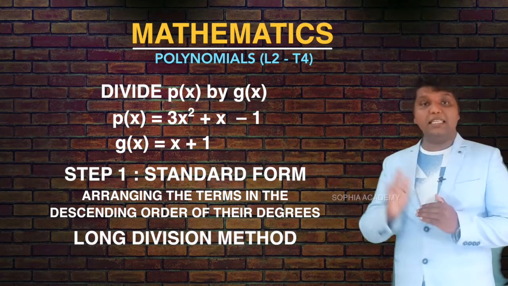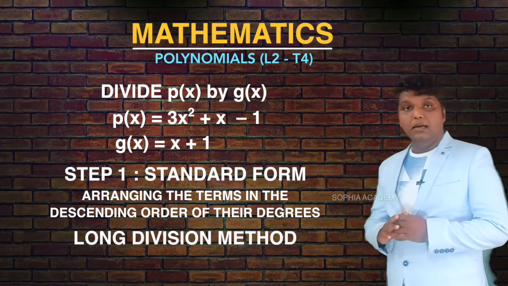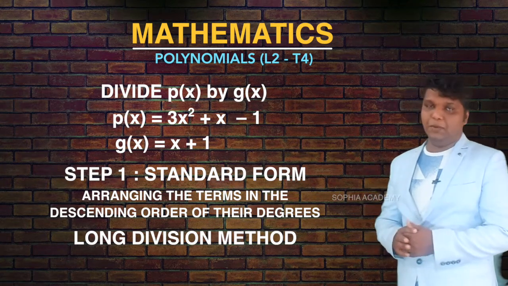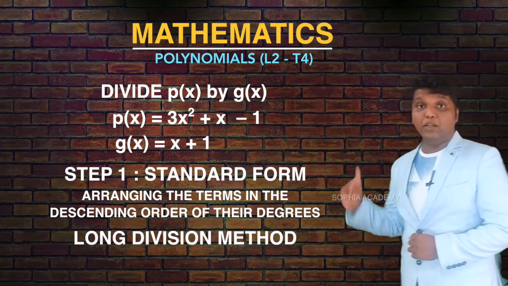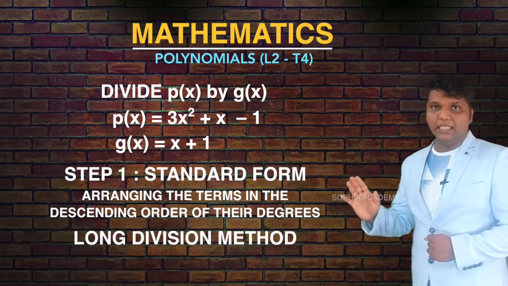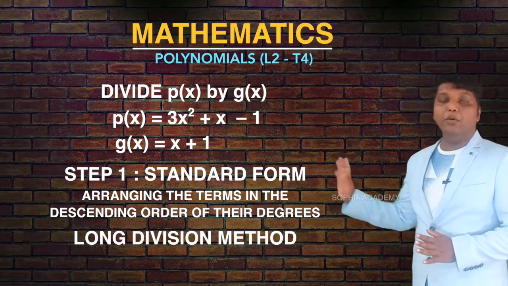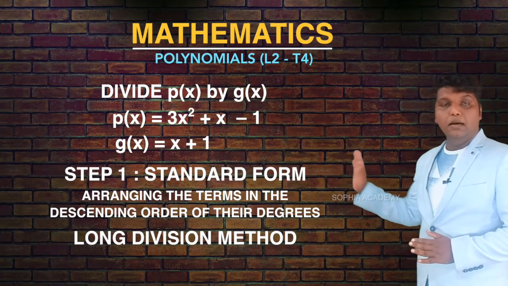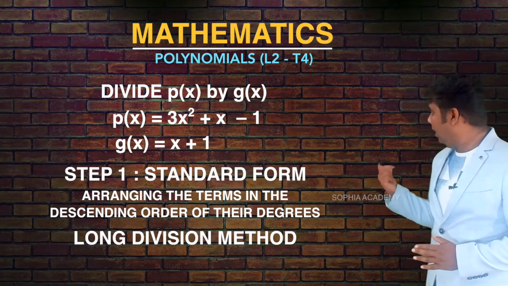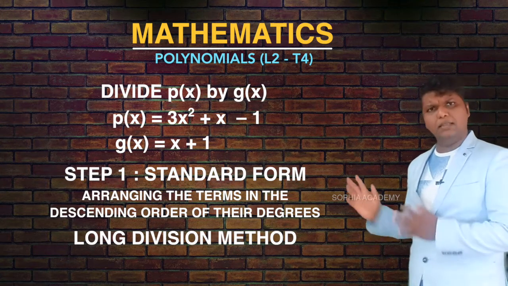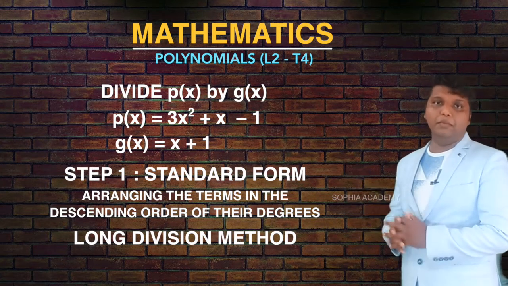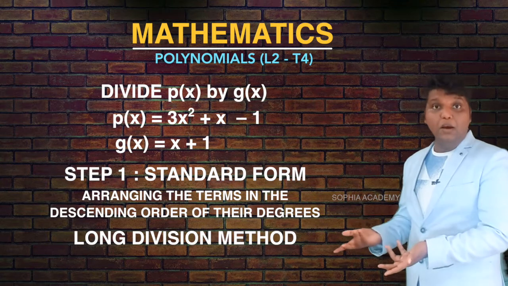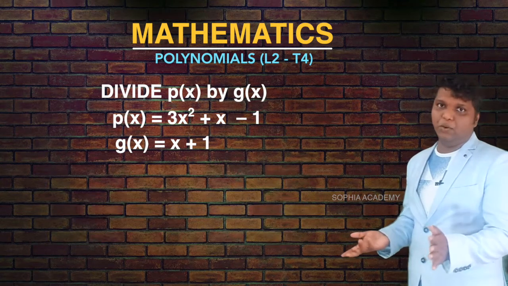3x square plus x minus 1, and on the divisor side comes x plus 1. Step number 1: first of all, I told you to arrange them in the decreasing order of their powers. That's over. Now you brought them into the long division method, right? This is the way we divide in our smaller classes. It's the same, but here instead of a number, a polynomial expression is given. That's the only difference.